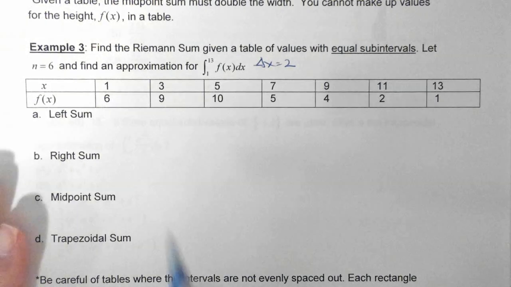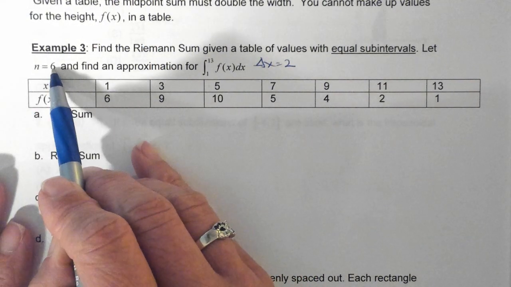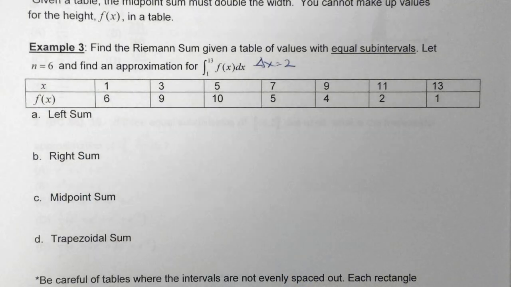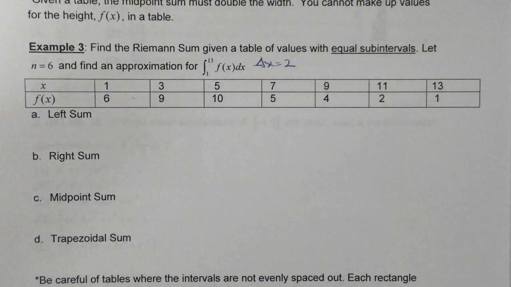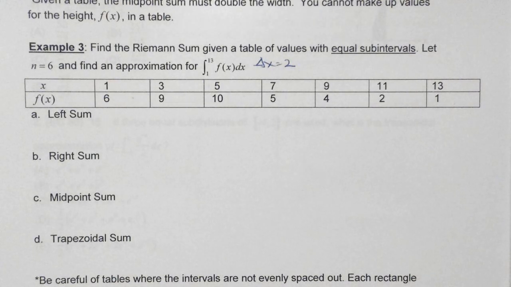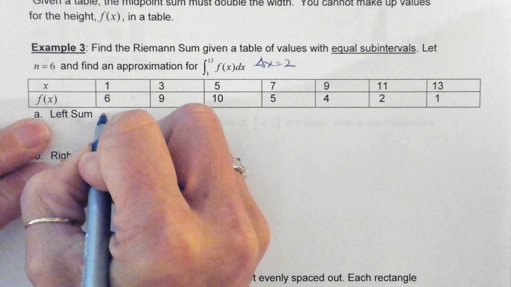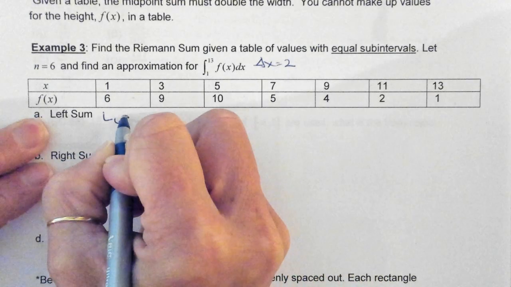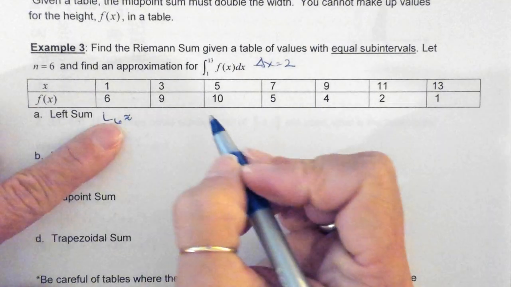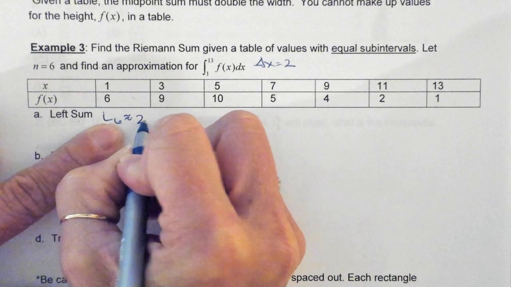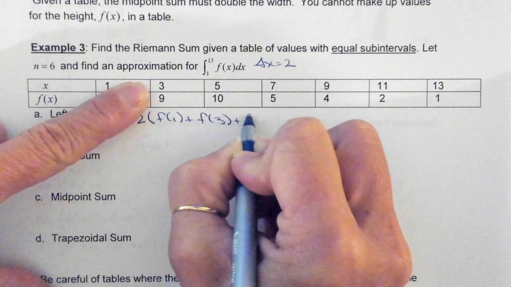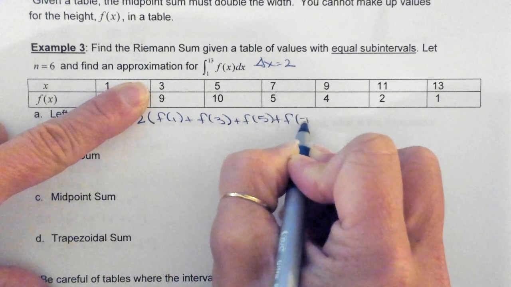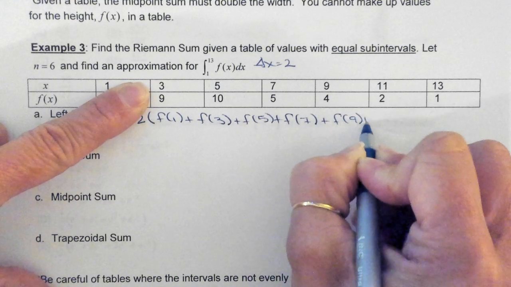The left sum. First of all, what they're saying is they want n is equal to 6, meaning how many rectangles do I have? So how many values should I have in my table? Exactly. 1, 2, 3, 4, 5, 6. Oh, 7. So I have enough. I have enough for my left endpoint. I have enough for my right endpoint. Okay. So my left sum is going to be L sub 6 is approximately equal to. My delta x is the same, so I can put the 2 out here. And now I can say f of 1 plus f of 3 plus f of 5 plus f of 7 plus f of 9 plus f of 11.